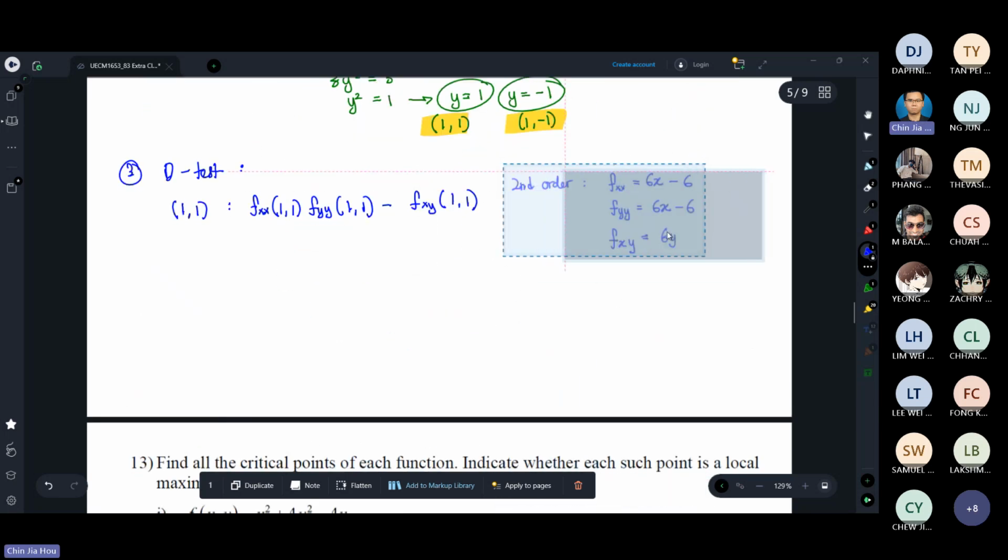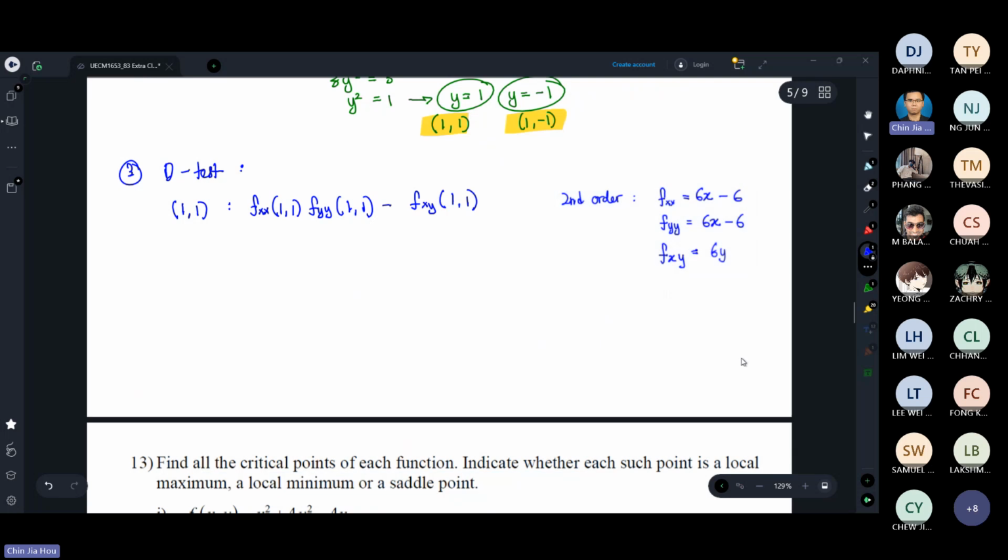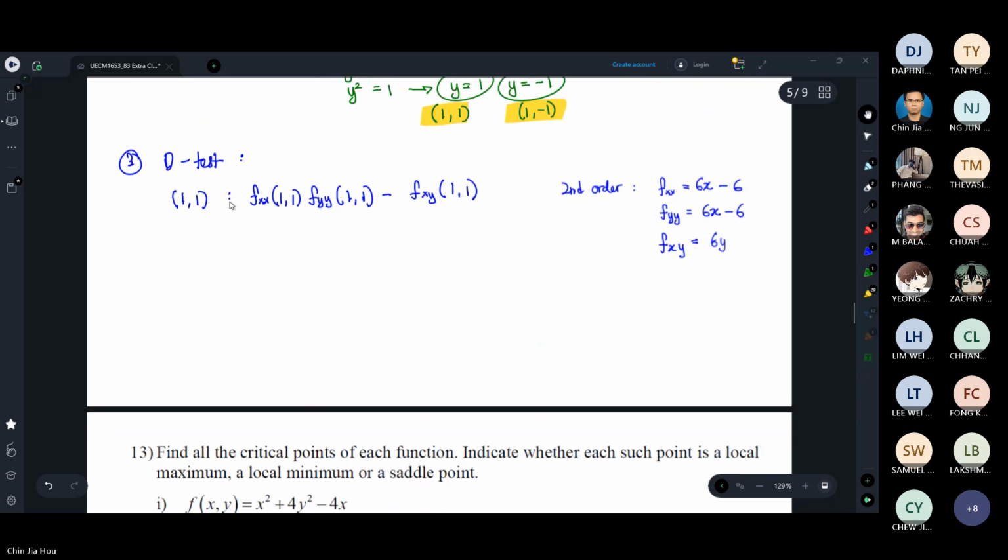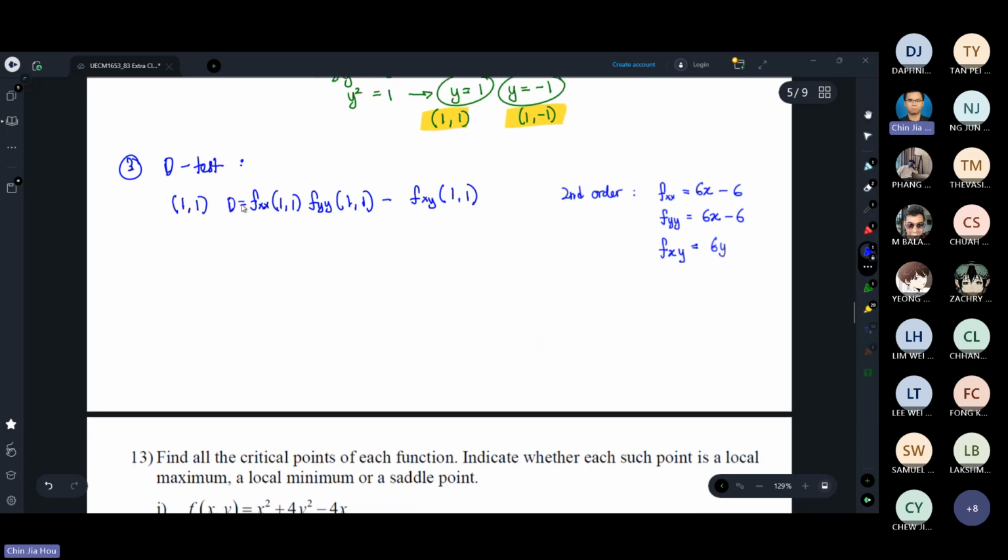Now refer to this second order that you got earlier. What is your fxx? 6x minus 6. So what you need to do is simply substitute them. Your D is equals to fxx, which is 6 times 1 minus 6. That is your fxx. Fyy, again, same thing.